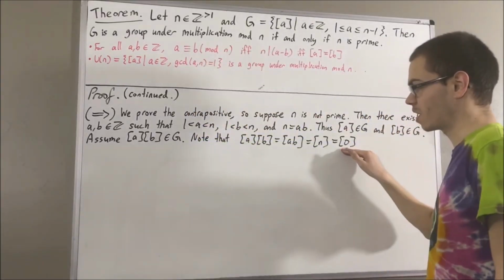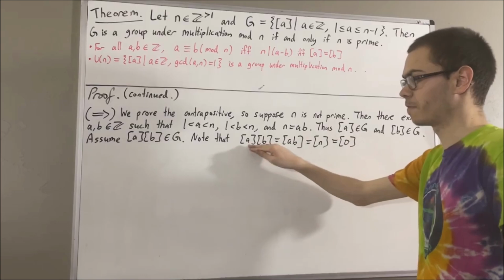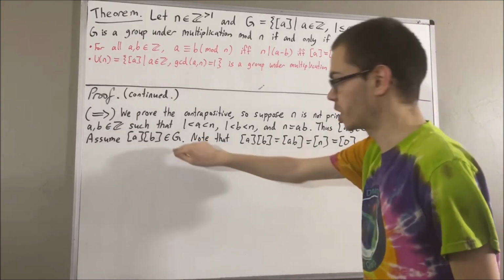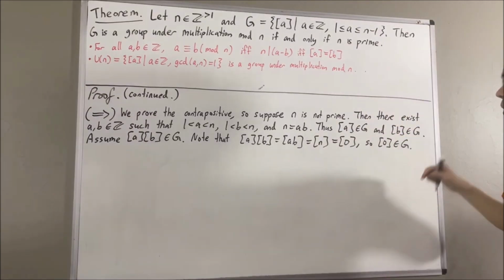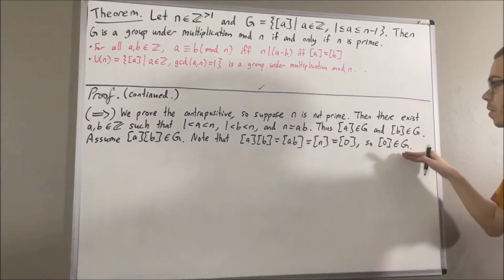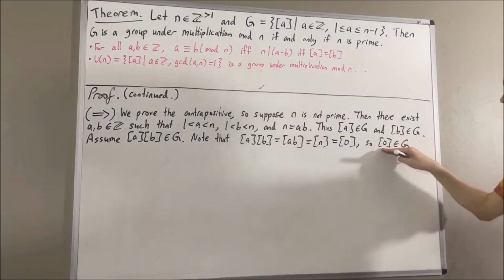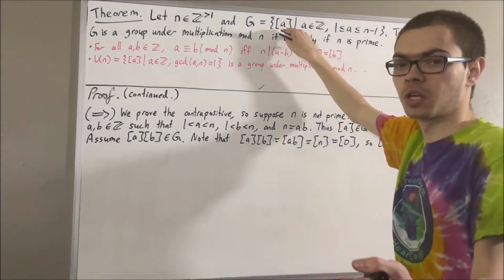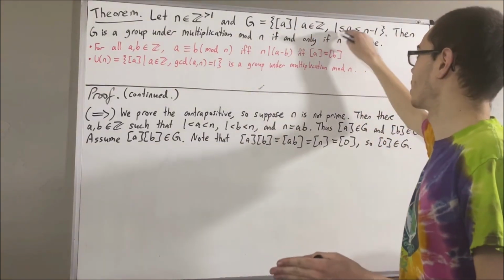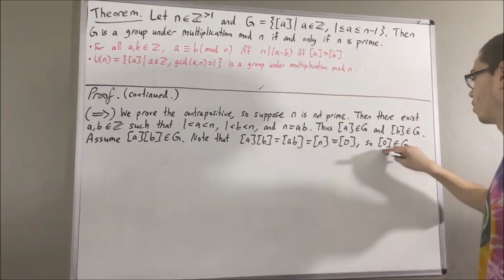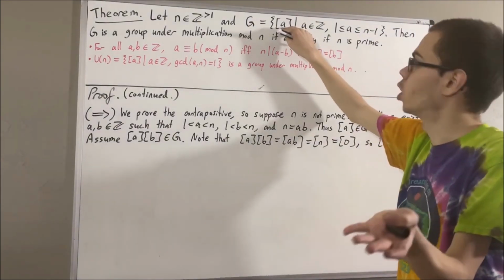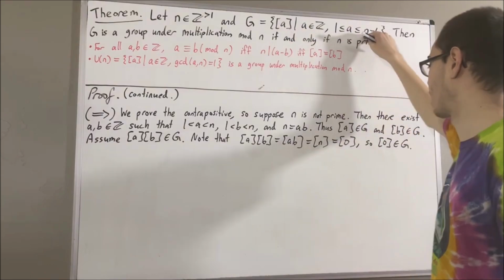So since the equivalence class of 0 is equal to the equivalence class of a times the equivalence class of b, that implies the equivalence class of 0 is an element of G. But what does it mean for the equivalence class of 0 to be an element of G? It means that the equivalence class of 0 is equal to the equivalence class of some integer that lies between 1 and n − 1. So we can say that the equivalence class of 0 is equal to the equivalence class of some integer k, where k lies between 1 and n − 1.